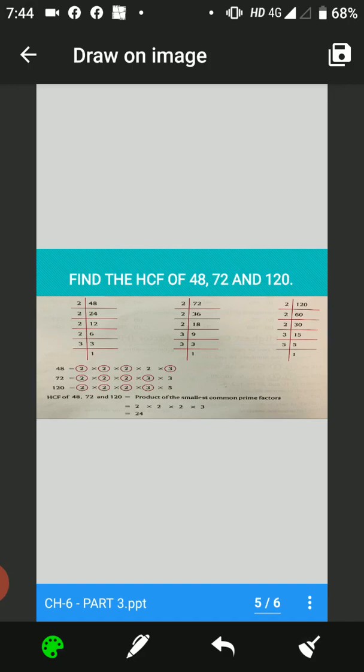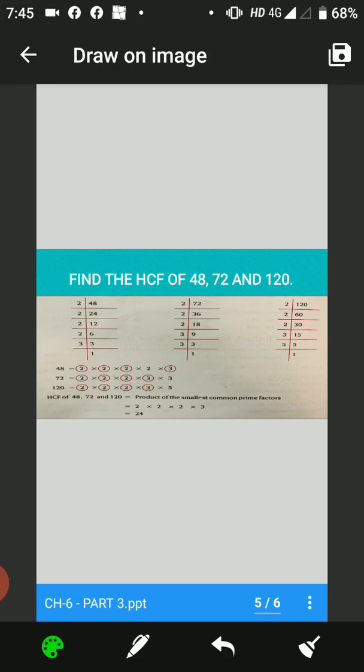120 comes in which table? 2, because both are even numbers. So an even number always comes in the 2 table. Clear? So keep this in mind. In that case, without thinking anything, divide the number and you will get the biggest number that is coming.